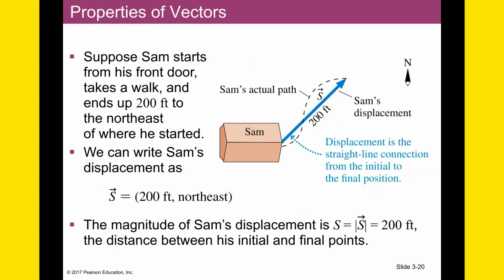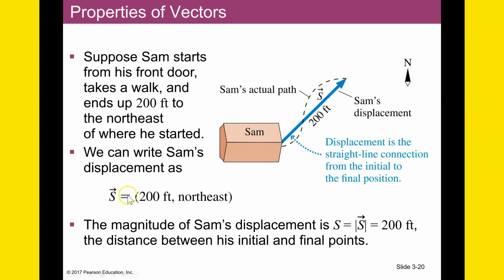Suppose Sam starts from his front door, takes a walk, and ends up 200 feet to the northeast of where he started. So Sam takes this walk. He meanders a little bit, but he ends up right here. Sam's displacement vector is this blue line right here, simply putting the tail where he started from and the head where he ended up. This is called Sam's displacement vector, the geometrical representation.